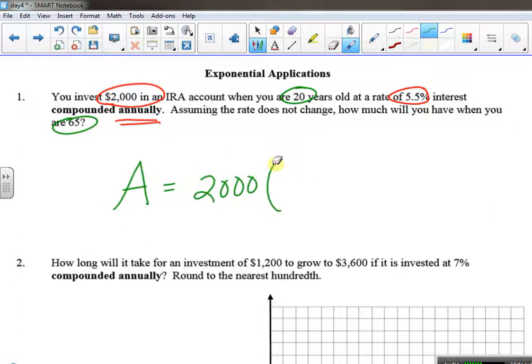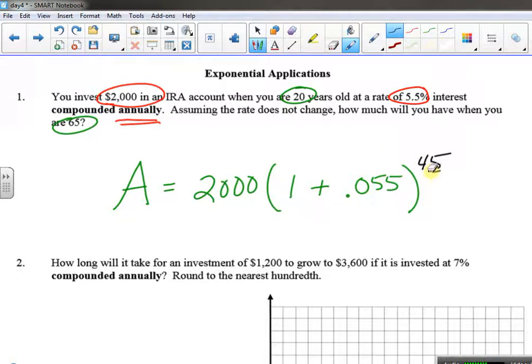That's our P. We know that this amount is going up, so we'll add. The rate is 5.5% annual. We're going to turn that into a decimal, 0.055, and we're going to raise that to the number of time units. In this case it's years, and we're talking about 45 years.